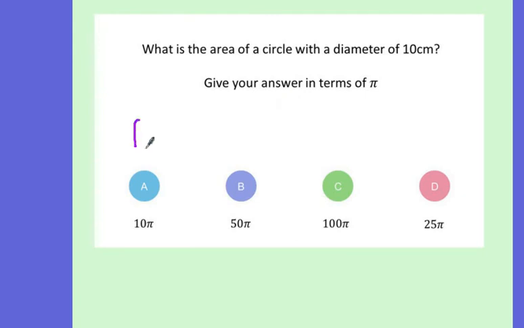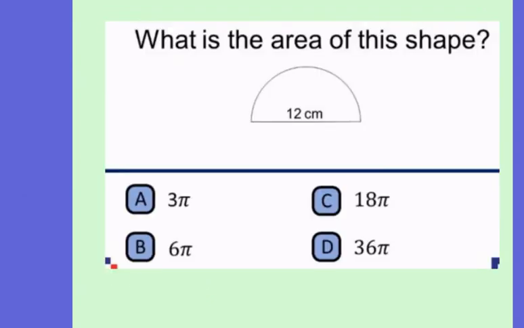Okay, let's go through it. This time I've got area is equal to pi r squared. I've been given the diameter is 10, so my radius is half of that, so it must be 5. So the area is going to be pi times 5 squared, which gives me D, 25 pi.